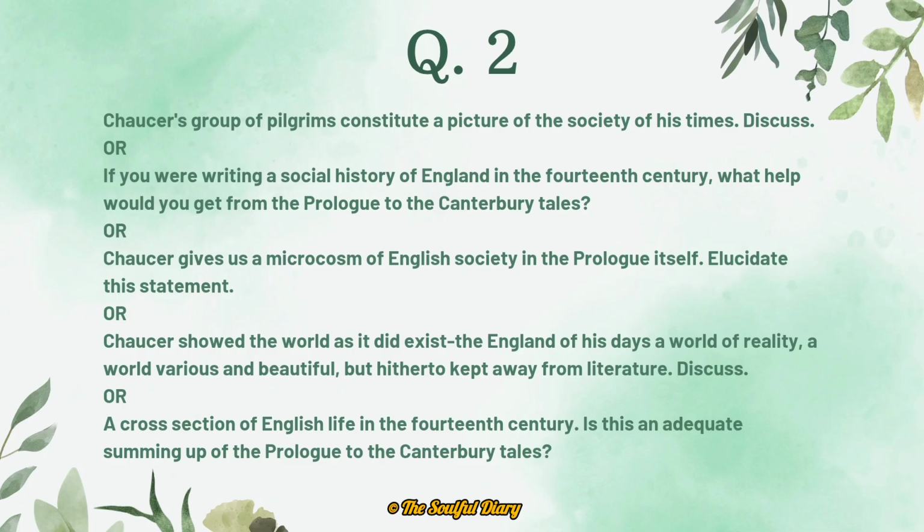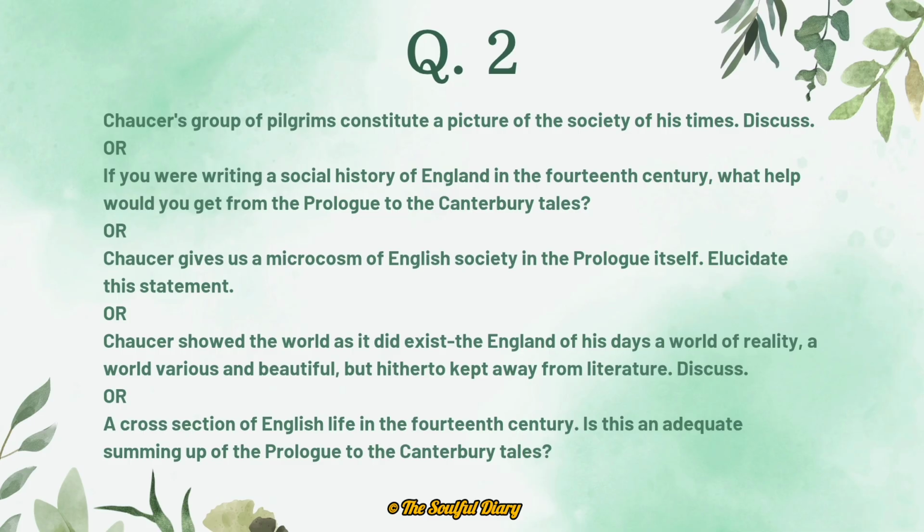Or, Chaucer gives us a microcosm of English society in the prologue itself. Elucidate the statement. Or, Chaucer showed the world as it did exist, the England of his days, a world of reality, a world various and beautiful, but hitherto kept away from literature. Discuss. Or, a cross section of English life in the 14th century. Is this an adequate summing up of the prologue to the Canterbury Tales?